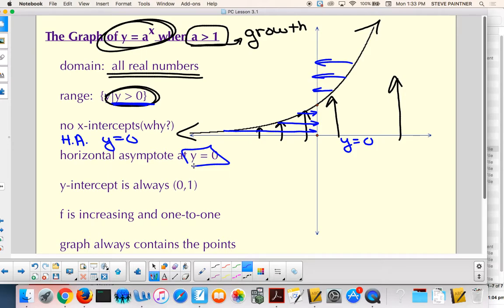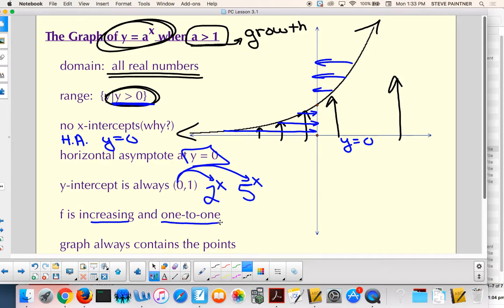Hey, is that true? So look. Put 0 in, what do you get? 1. So (0, 1). Okay, let's do this one, 5 to the x. Put 0 in, what do you get? (0, 1). Guys, every time you do this, (0, 1) is on your graph. Your function is increasing, and it's 1 to 1. Increasing because it goes up.